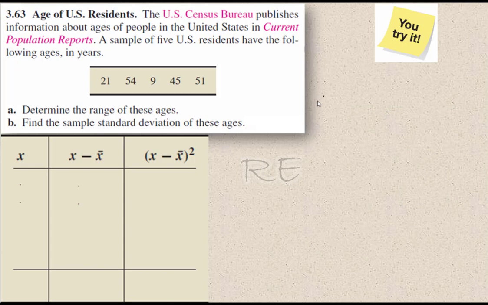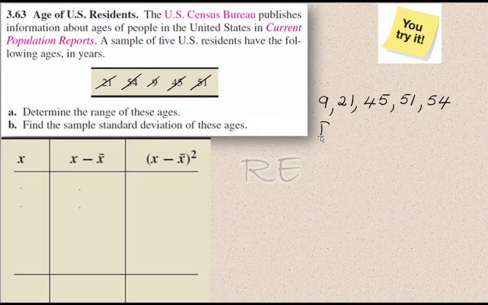We have a list of 5 US residents, and we're being asked to determine the range of these ages. I mean, students might find it optional to arrange them in increasing order. And once those numbers are arranged in increasing order, the last number will be the biggest one. 54 is the maximum, and 9 is the minimum. So the range will be 54 minus 9, which is equal to 45.